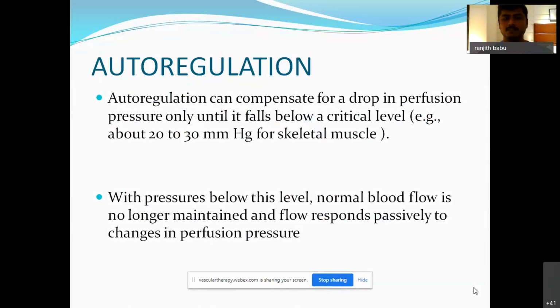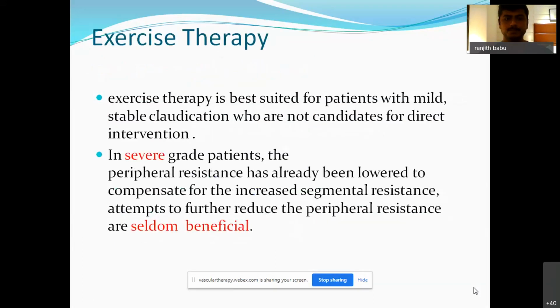So this autoregulation can compensate for the pressure drop in perfusion only until it falls below the critical level, that is, skeletal muscle pressure of 20 to 30. With the pressure dropping below this level, normal blood flow is no longer maintained, and the flow responds passively to changes in the perfusion pressure. So the clinical applications of this concept: the first one is exercise therapy, mainly suited for mild and stable claudication patients, not for severe grade patients, because the peripheral runoff bed resistance system is already exhausted due to the autoregulatory exhaustion.